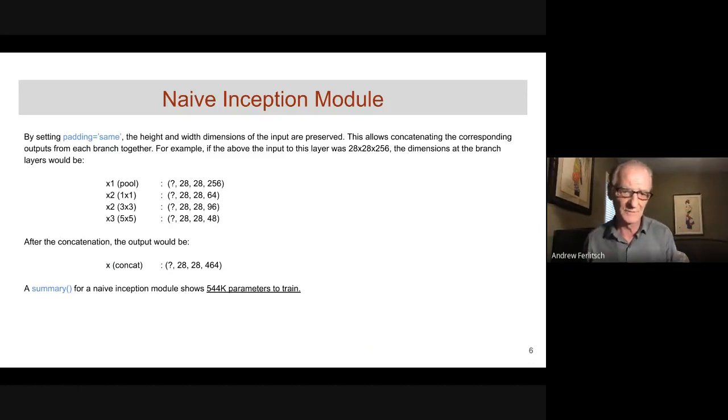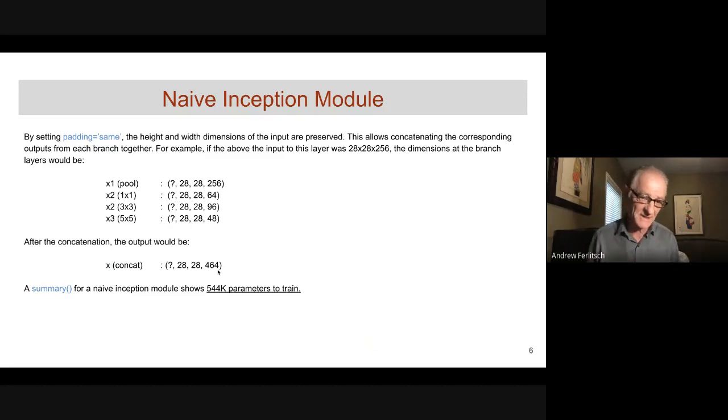If we took that bit of code and did a summary on it, and assuming the input to the layer was 28 by 28 with 256 feature maps, we would see something like this. Our pooling layer would come out exactly the same: 28, 28, 256. Our 1x1 had 64 feature maps. Our 3x3 had 96. Our 5x5 had 48. After the concatenation, we would add all these together, and we're going to have 464 feature maps.